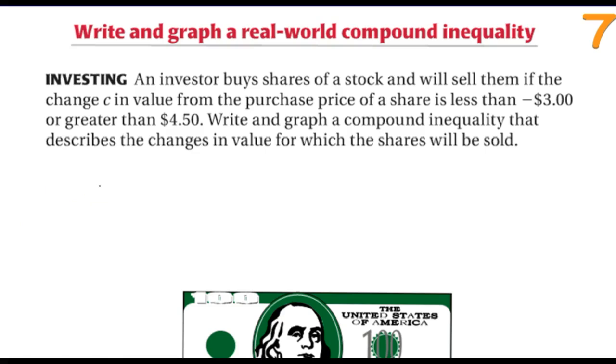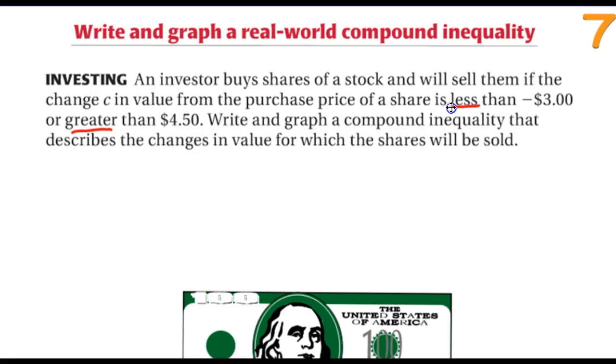Alright, last problem says, an investor buys shares of a stock and will sell them if the change C in value from the purchase price of a share is less than negative $3 or greater than $4.50. Write and graph a compound inequality that describes the changes in values for which the shares will be sold.